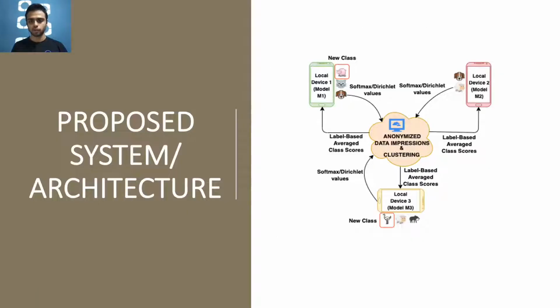The overall architecture of the proposed framework is shown here. The softmax values are first sampled for newly reported classes in the local models and are sent to the global user, where the corresponding data impressions are generated, followed by unsupervised clustering to distinguish between the new classes. This happens across different iterations within the typical federated learning workflow.